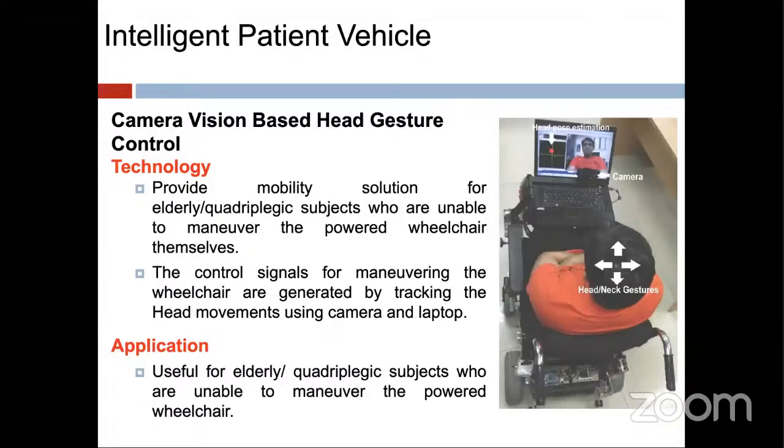Then again, this earlier was based on finger movement, and this is based on head gesture. Suppose your limbs are also not working, only your head is working, so with the head gesture you can move with the help of this chair in whichever direction you want to go.